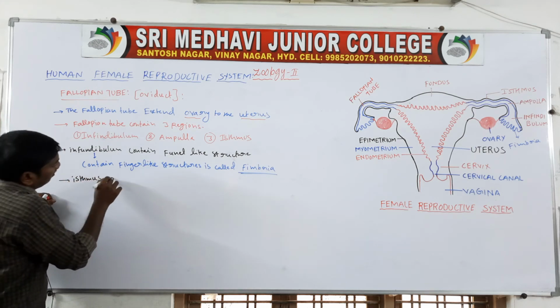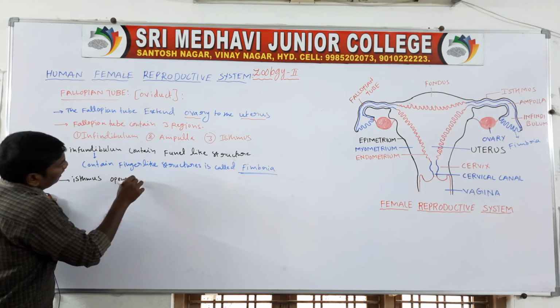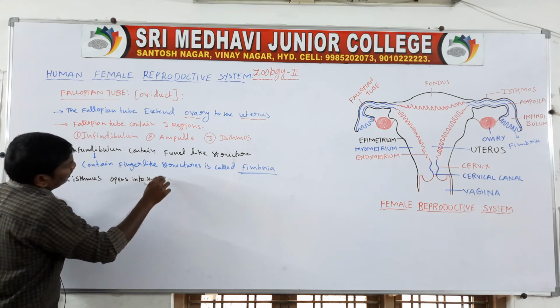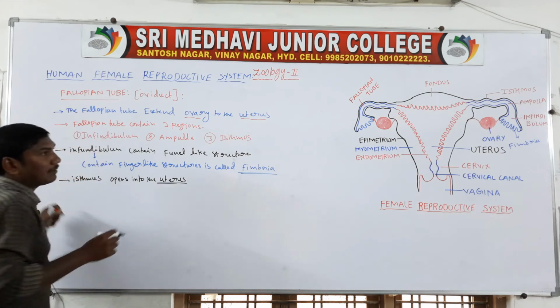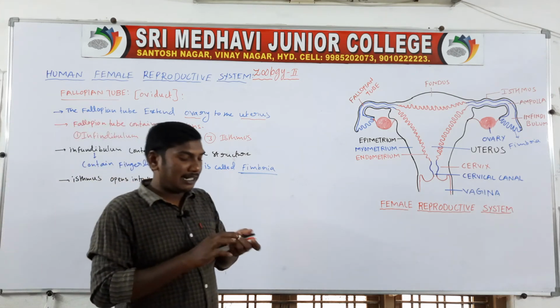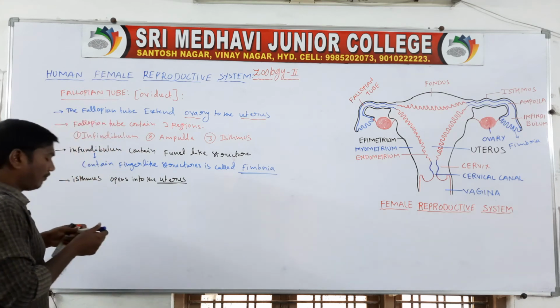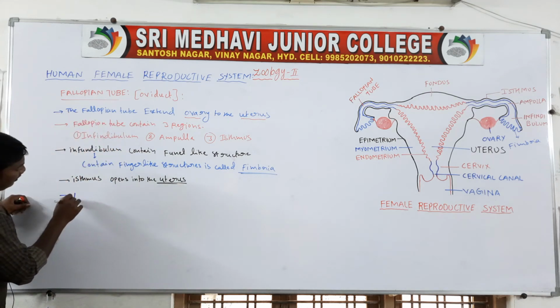The isthmus opens into the uterus. Next one, the fallopian tube.